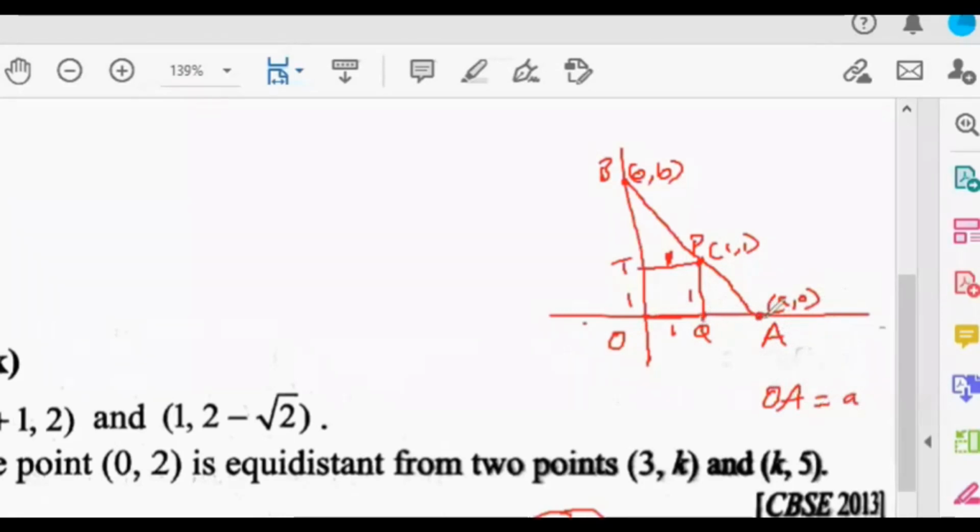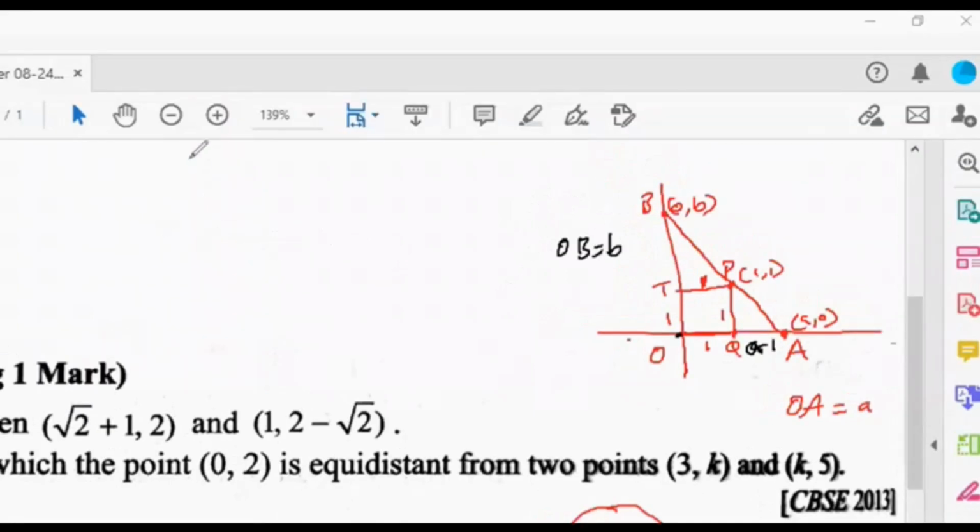So what will be QA? QA will be a minus 1. The larger distance is OA, and from OA you subtract OQ, so you get a minus 1. A minus 1 will be the distance here. What will be the distance OB? From the origin to B, OB is small letter b.